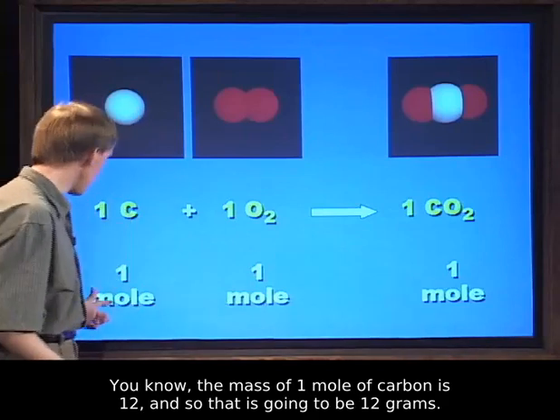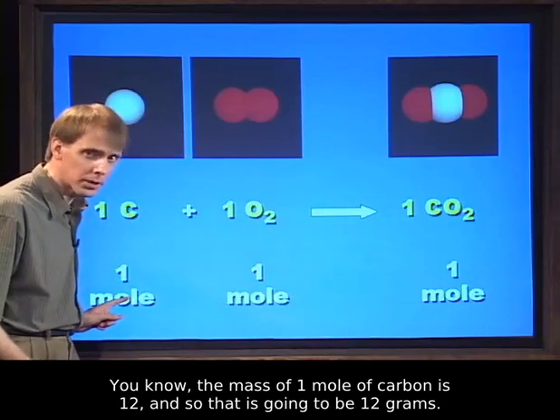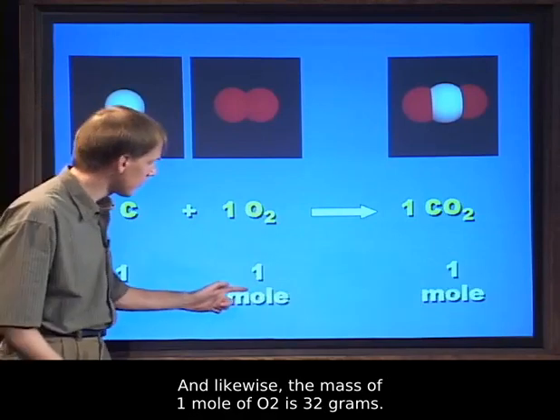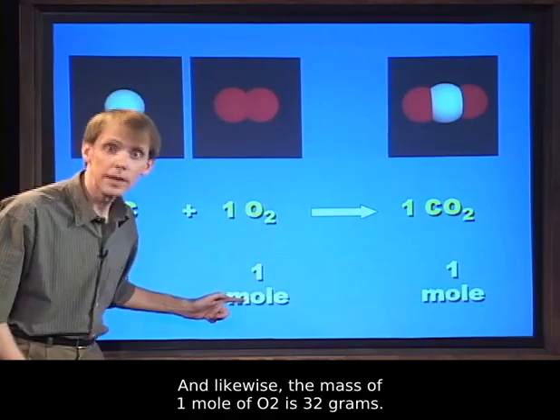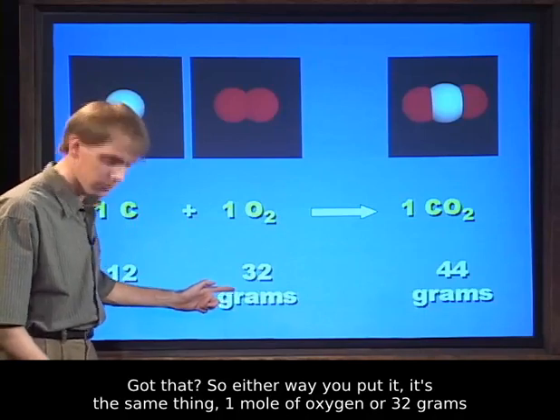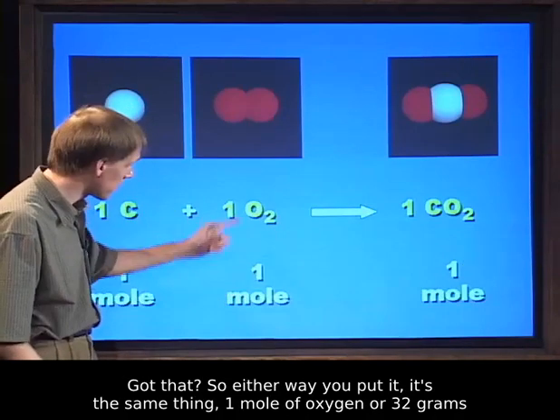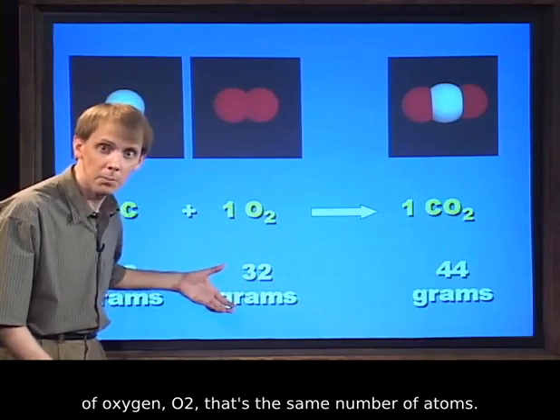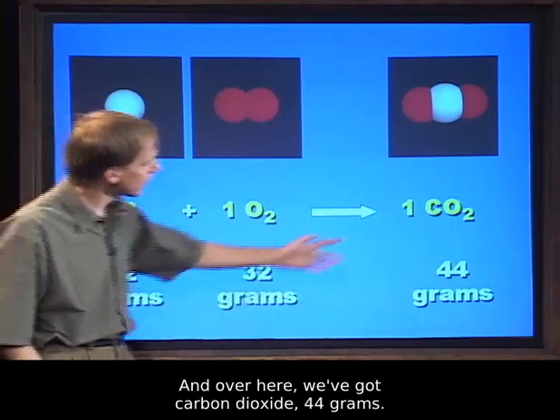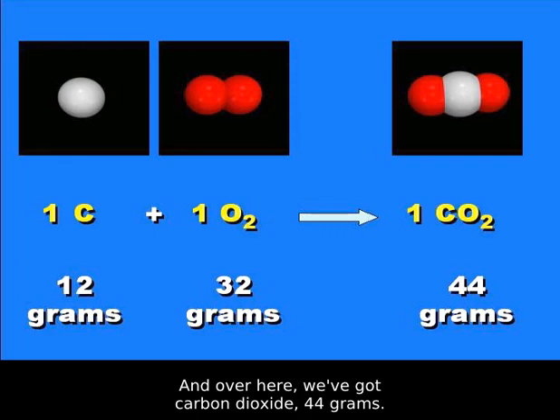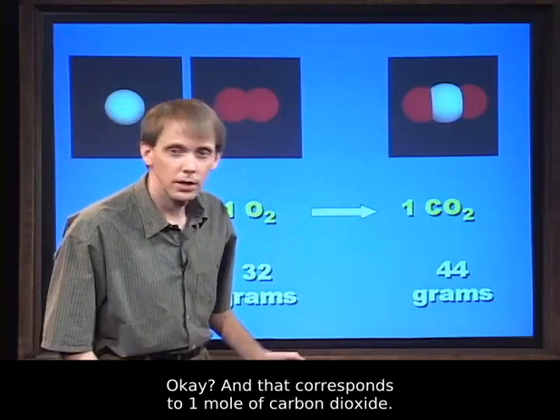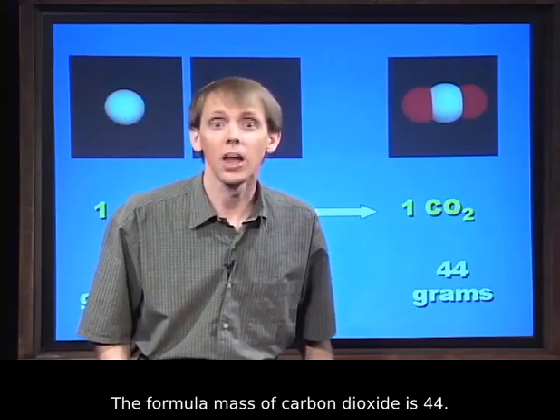Let's see, the mass of 1 mole of carbon is 12, and so that's going to be 12 grams. And likewise, the mass of 1 mole of O2 is 32 grams. Got that? So either way you put it, it's the same thing. 1 mole of oxygen or 32 grams of oxygen, O2, that's the same number of molecules. And over here we've got carbon dioxide, 44 grams, and that corresponds to 1 mole of carbon dioxide. The formula mass of carbon dioxide is 44.